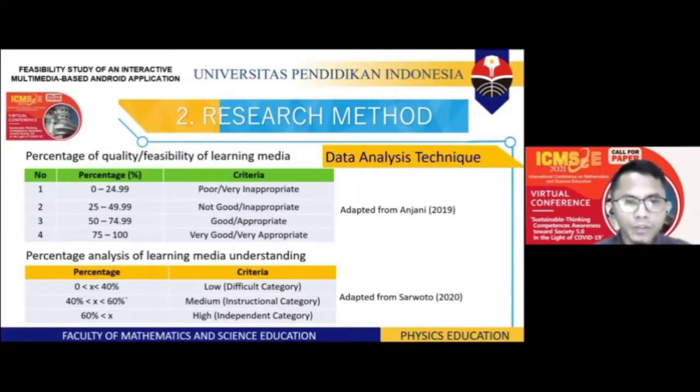In terms of data analysis techniques, there are 2 kinds of percentage that were used in this research: percentage of quality and feasibility of learning media, and percentage analysis of learning media understanding. The details of percentage can be seen in this table.